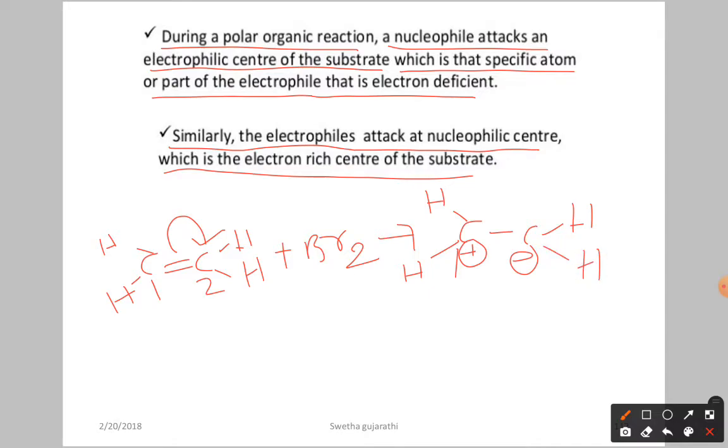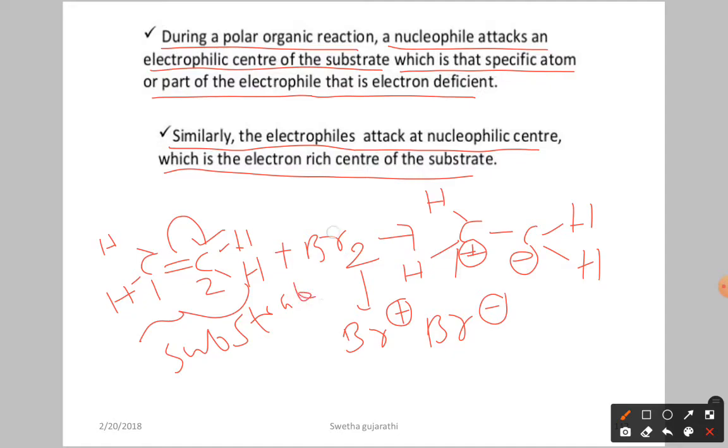Now this bromine is polar, for example having Br plus and Br minus. Actually we have a different mechanism, but for the sake of understanding I'm telling it like this. So here, this is our substrate. I'm talking about ethylene as the substrate. Now bromine is the reagent.